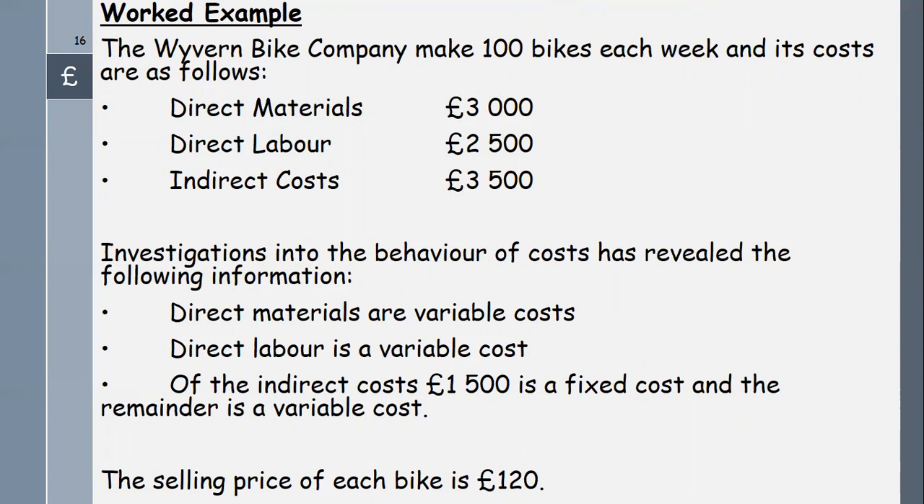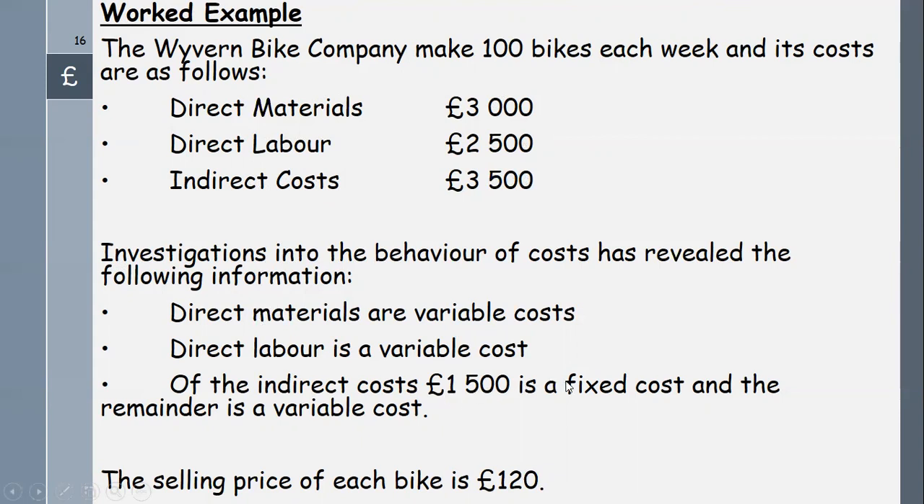So it says here, the investigations into the behavioural costs has revealed the following information. Direct materials are variable cost, that's obvious. Direct labour is a variable cost, again, that's quite obvious. Of the indirect costs, 1,500 is a fixed cost and the remainder is a variable cost. So first thing I would do in the exam, I would look at what the indirect costs are, 3,500.